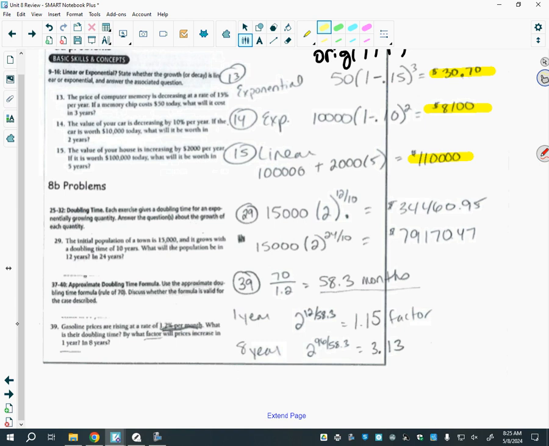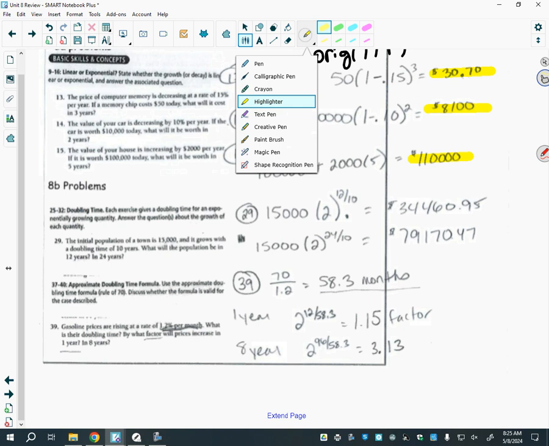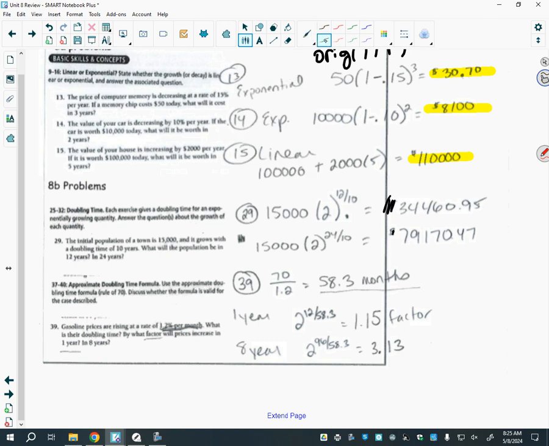But 29 says the initial population was 15,000 and it grows with a doubling time of 10 years. So they gave us the doubling time. So find the population after 12 years and after 24 years. So look, I totally did it like money. I wrote it as a money problem, but it's a population, which means it's not money. Sorry, it's people. So that's the formula where you take the original population times 2 to the t over T, where capital T is the time to double. The formula for half-life is just like that, except it's 1/2 to the t over T, where T is the time to half.